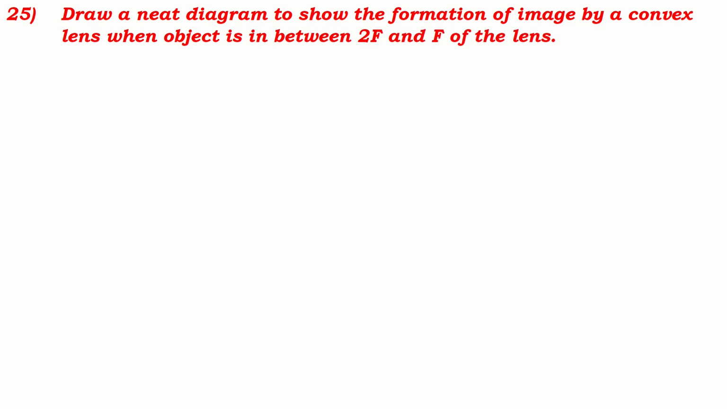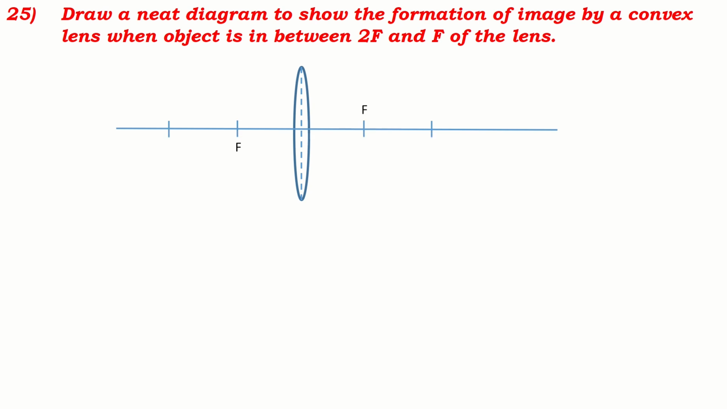Okay, let's go to the next. Draw a neat diagram to show the formation of image by a convex lens when the object is in between 2F and F of the lens. We are taking the object nearer and nearer to the lens. This is the lens and principal axis, focus and 2F and optical center. Till this the same thing, but our object now lies between F and 2F, somewhere between F and 2F.